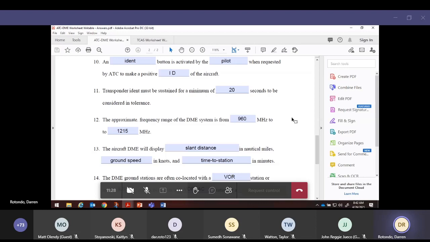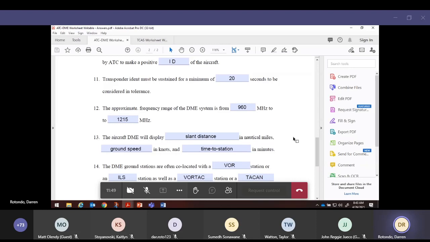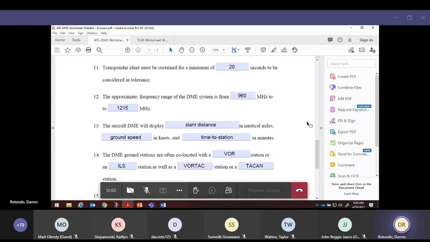Make life easier. Question 13, the aircraft DME will display slant distance. So it's not actual ground distance. What they refer to in the slides, I believe, as geodesic distance is made good over the ground. It's slant distance in nautical miles, from your aircraft in the air, basically diagonally to the ground station. It'll also display ground speed in knots and time to station in minutes. So a more modern DME display unit provides 3 things: distance in nautical miles, ground speed in knots, and time to station in minutes.